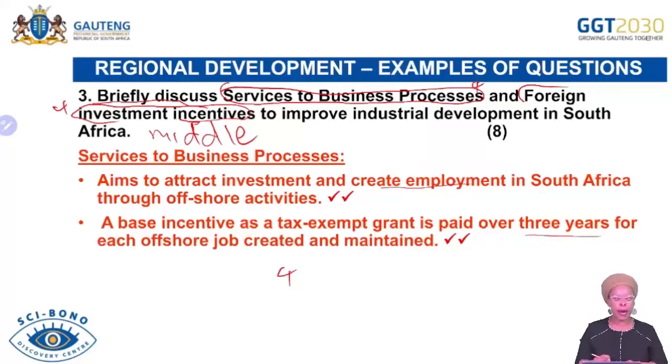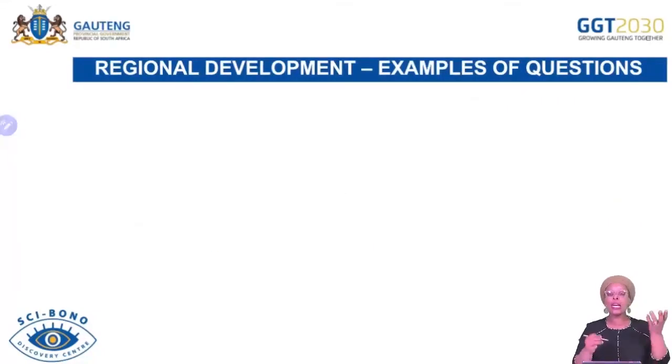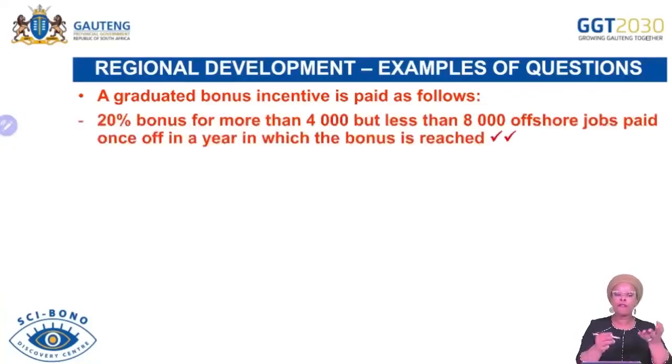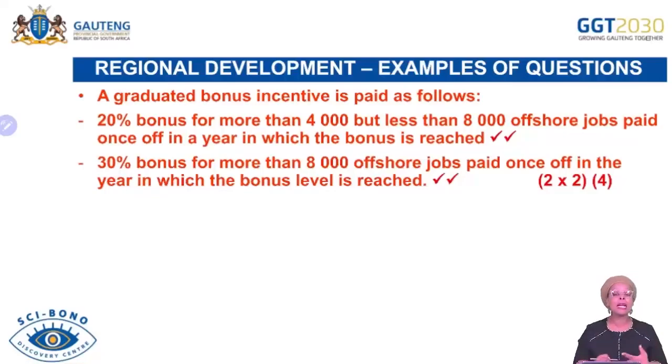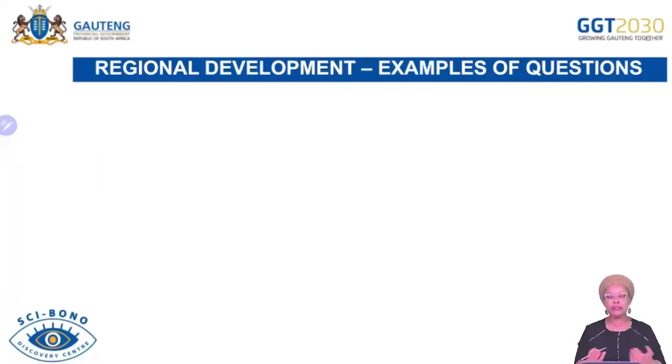If you missed this point, you can mention how this bonus works. You can mention that a 20% bonus will be paid for more than 4,000 to 8,000 offshore jobs created, but it is a once-off payment in that year when the bonus was reached. Or you can mention that a 30% bonus can be paid if more than 8,000 and above offshore jobs are created, and it is a once-off payment in that year when the bonus level was reached. You get your 4 marks.